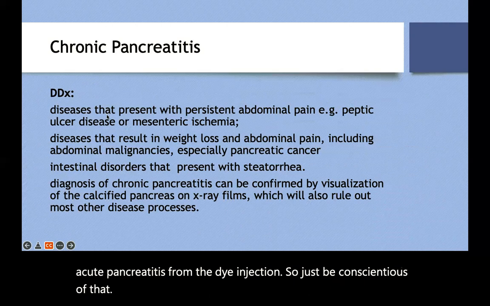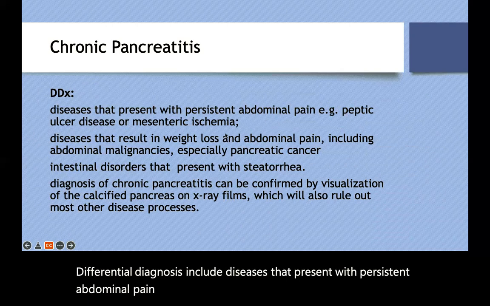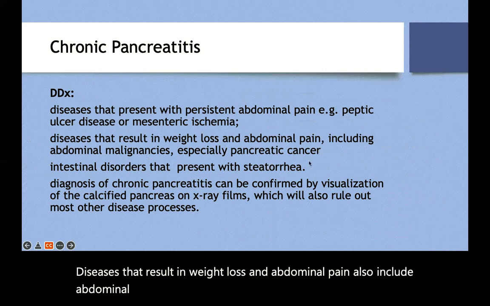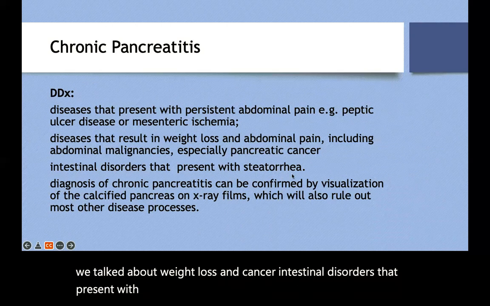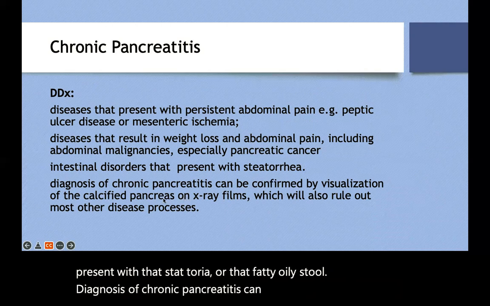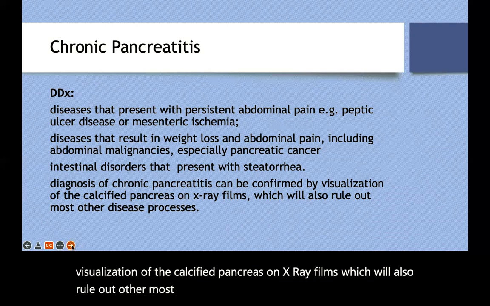Differential diagnoses include diseases that present with persistent abdominal pain, like peptic ulcer disease or mesenteric ischemia. Diseases that result in weight loss and abdominal pain also include abdominal malignancies, especially pancreatic cancer. Remember, we talked about weight loss and cancer. Intestinal disorders that present with steatorrhea, or that fatty, oily stool. Diagnosis of chronic pancreatitis can be confirmed with visualization of the calcified pancreas on X-ray films, which will also rule out most other disease processes.